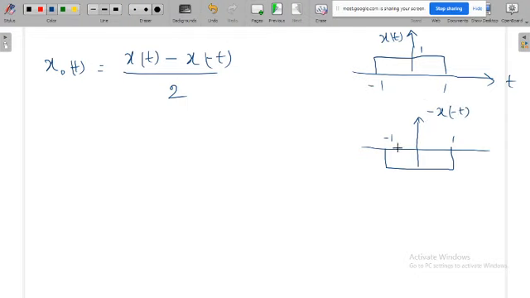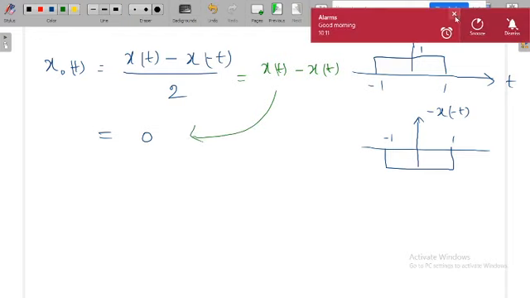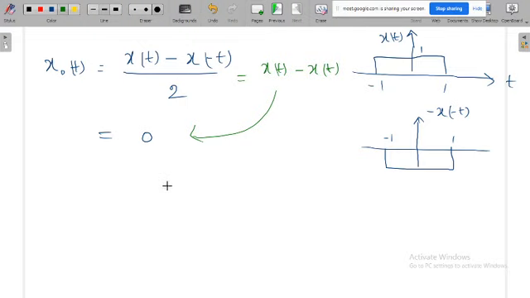If you add both, what will you get? You will get 0 only. From the formula itself, you can tell x of t is there, and x of minus t you can represent as x of t, because the given signal is an even signal. So the answer is again 0 only. Now you have the idea that if you are given an even signal and you extract the even part, you will get that signal only. If you extract the odd component from the even signal, it will be 0.